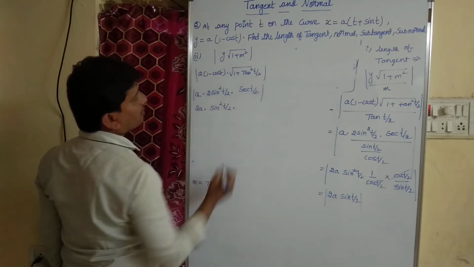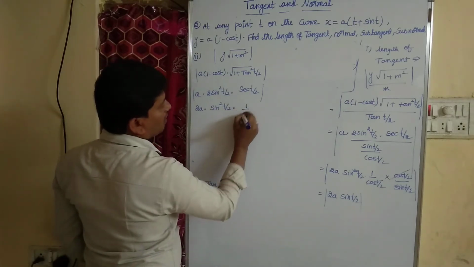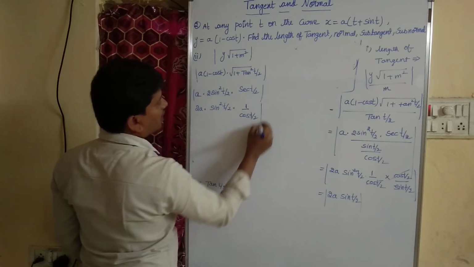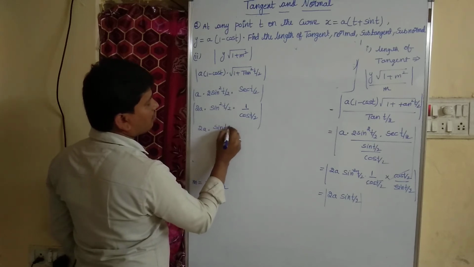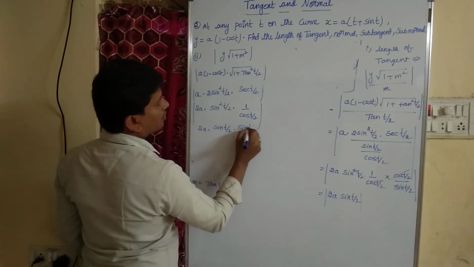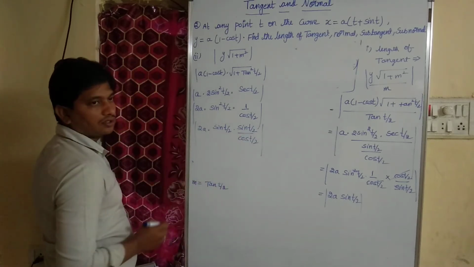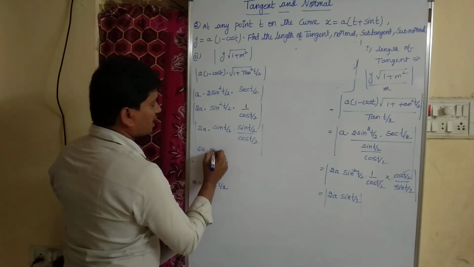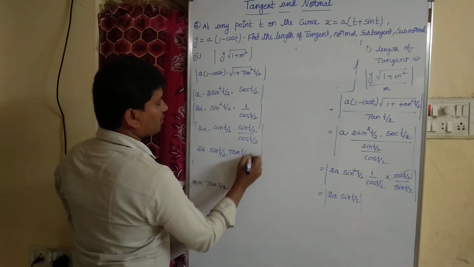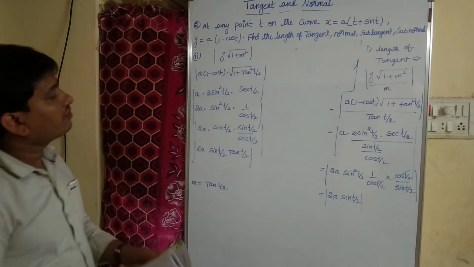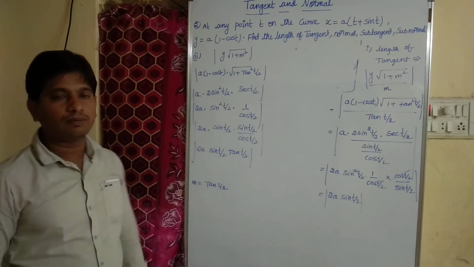So a into 2a into sin square t by 2. How can I write sec t by 2? Sec I can write as 1 by cos t by 2. So 2a into sin square t by 2 I can write as sin t by 2 into sin t by 2 by cos t by 2. Okay, children? So 2a into sin t by 2, as sin by cos we call it as tan t by 2. So children, what is the length of the normal? Length of the normal is 2a sin t by 2 into tan t by 2.